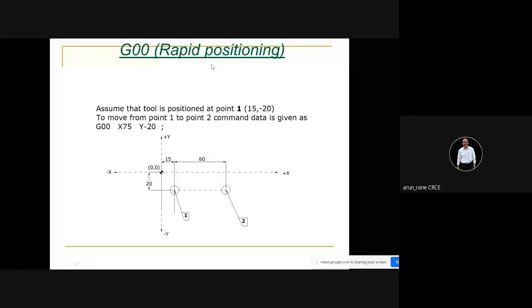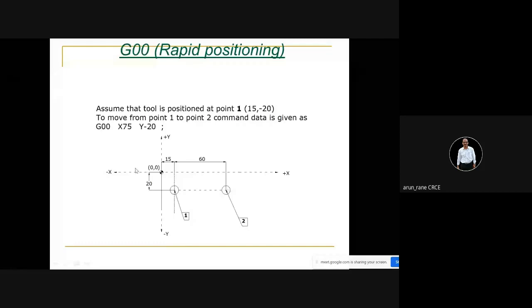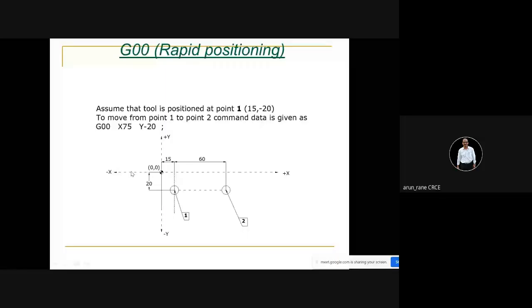So for the drill to move from point 1 to point 2, we say G00 X75. How did you get this X75? That is 60 plus 15. That is X75, and then Y minus 20. All right, and by default it is G90. That is absolute, G90. By default it is G90. I hope this diagram is clear.